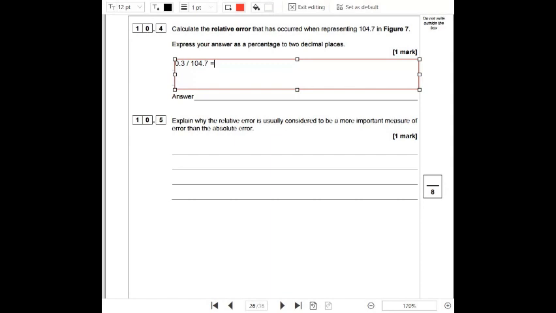So let's try it. 0.3 divided by 104.7. It's 0.029. So 0.029 we still accept, but the correct answer is going to be 0.29%. So if you say 0.29%, that's a definite mark. They will accept this though. Well, what I would do is do that and then do the 0.29%, just to make sure you have it.